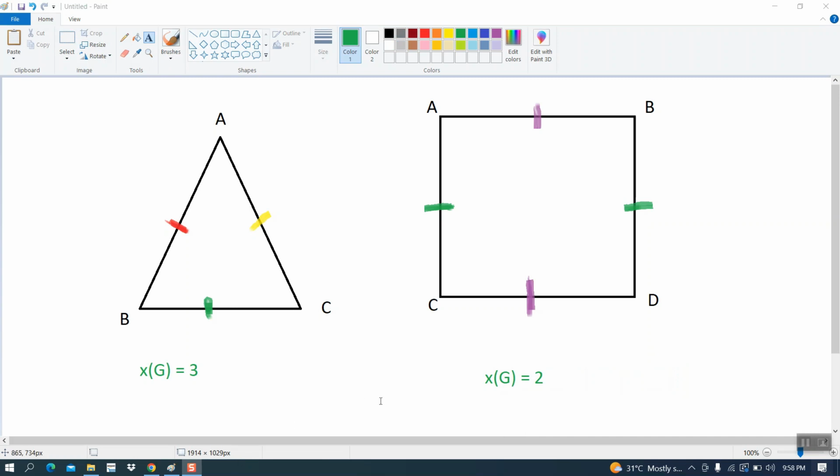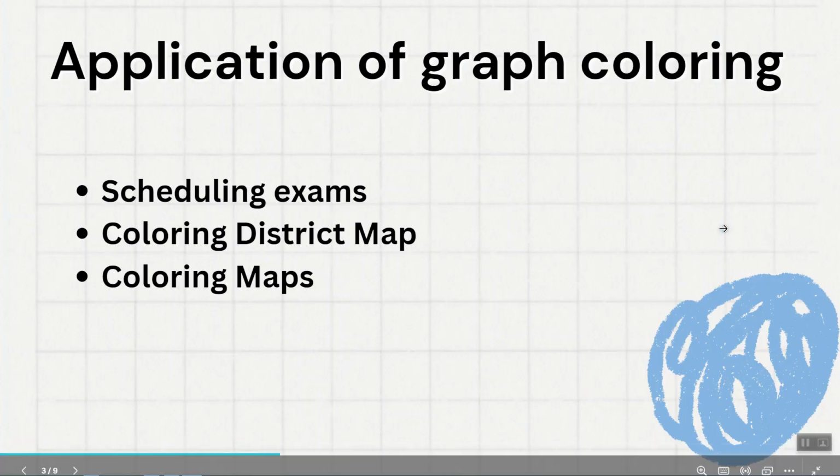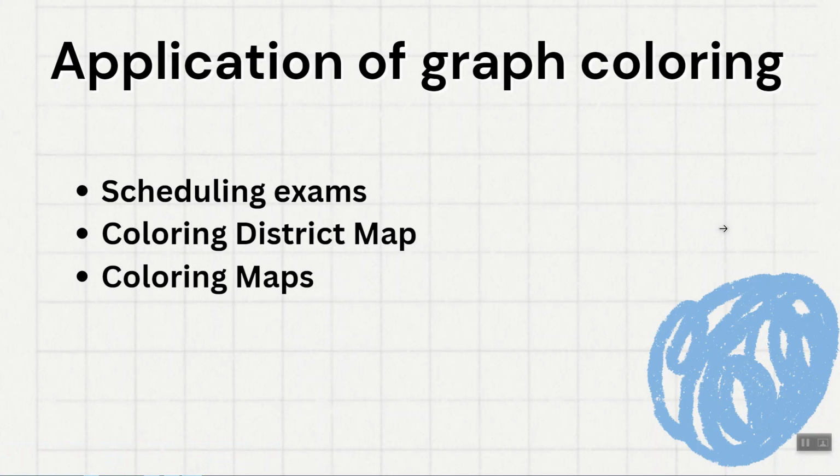Now let's move to how graph coloring is used in the real world. Now the last part of our lecture, application of graph coloring. We can apply graph coloring for scheduling exams, coloring district maps, and also coloring maps. This is all about graph coloring.